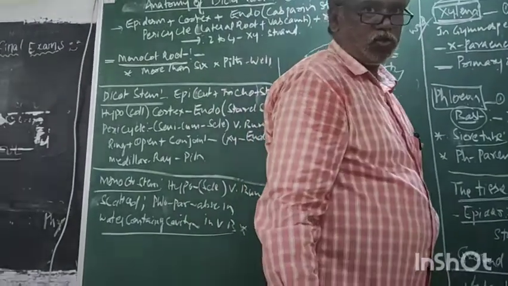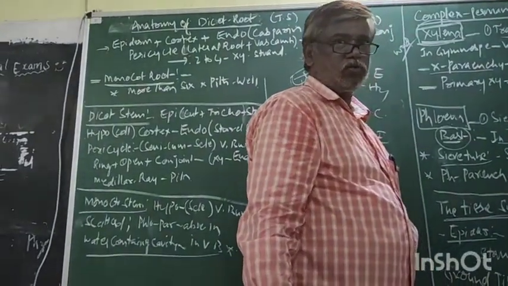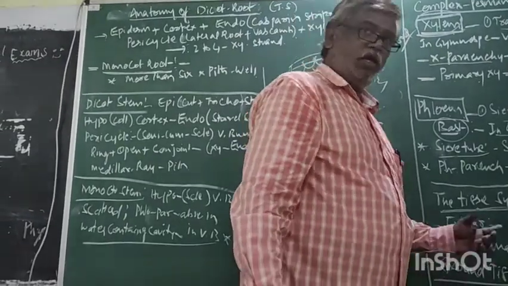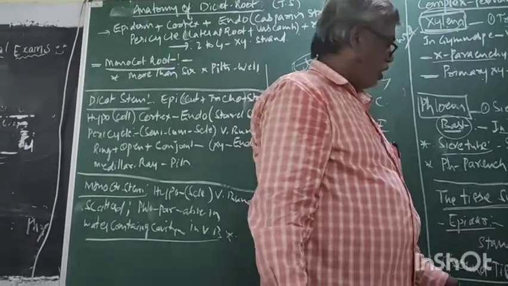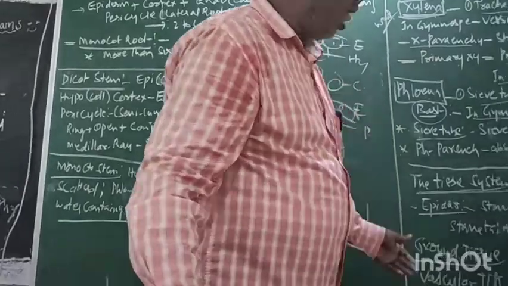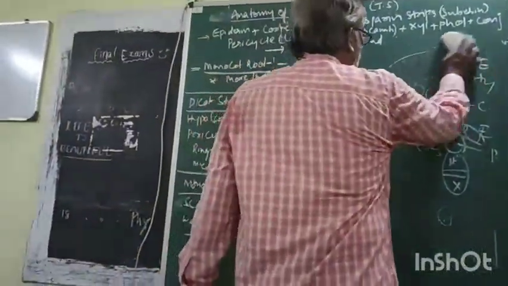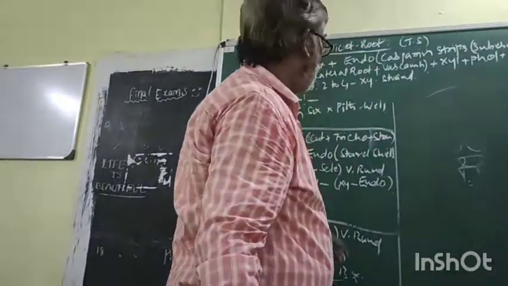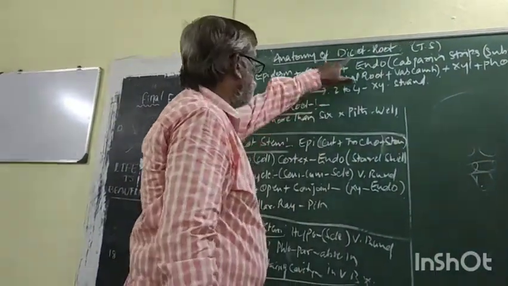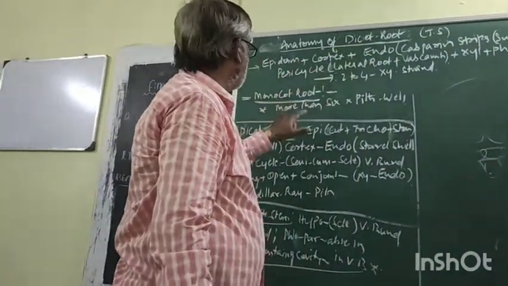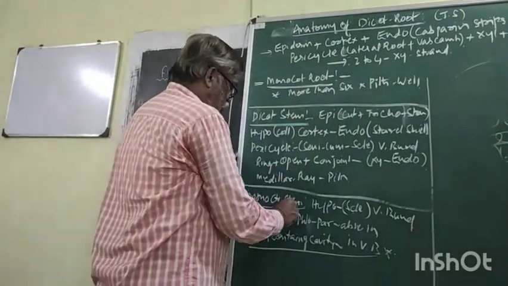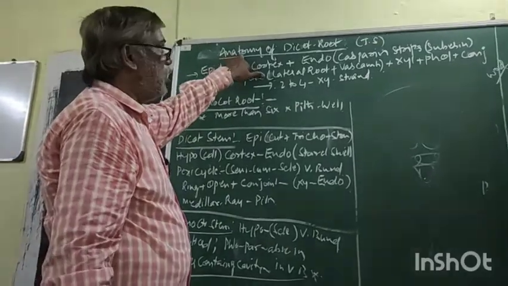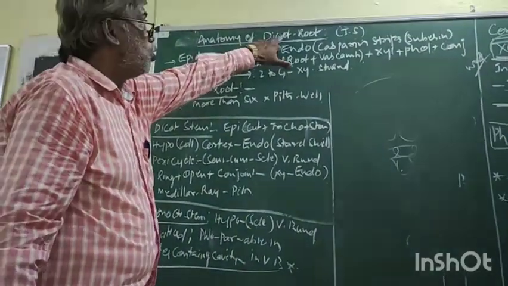Now vascular tissue. Xylem and phloem, in stem, in leaf, in root. This is an example of vascular tissue. Now come to the anatomy of dicot root, dicot stem, monocot root, monocot stem, leaf. Now, first of all, anatomy of dicot root.